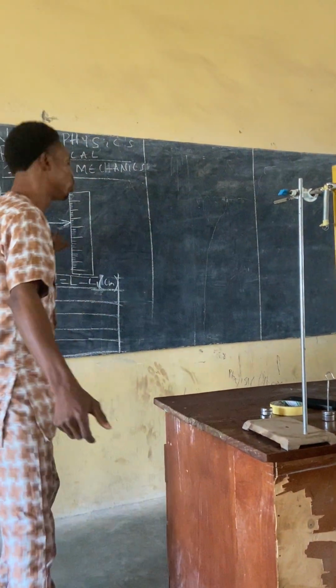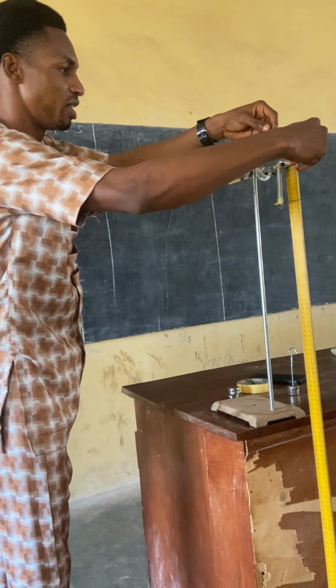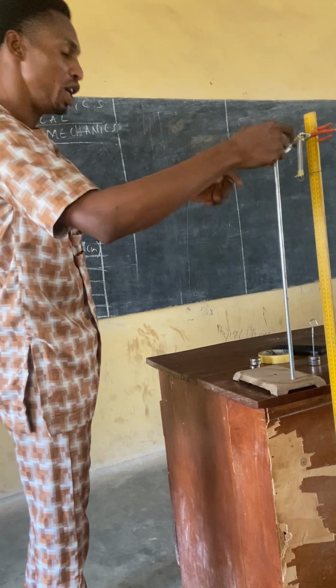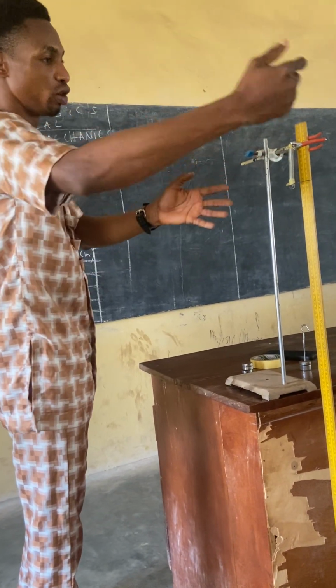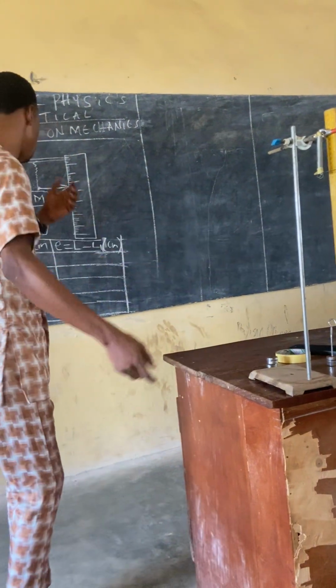I don't want this video to be long, that is why I said it. You just have to fix it and clamp it, and fix the spiral spring. If you like, you can use another retort stand and place your spiral spring, but I want to just use one retort stand.